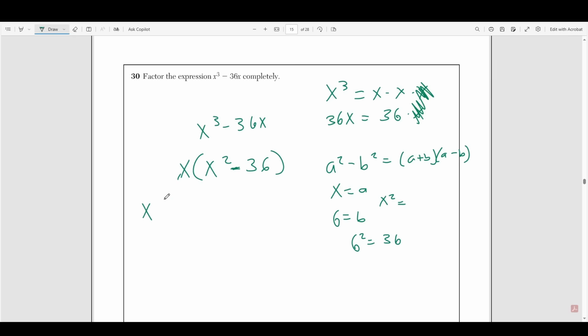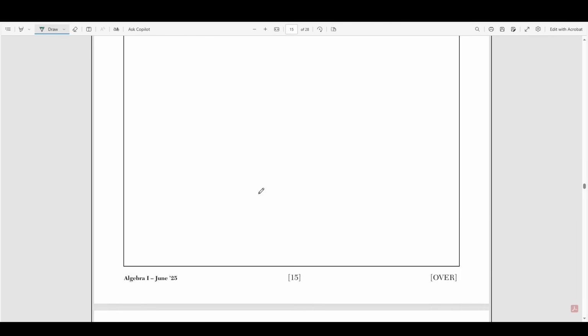So now we just write x times x plus 6 times x minus 6. And now this is fully factored. So guaranteed on your Regents they'll ask you about a squared minus b squared. Please, please, please remember this, right? Don't leave two perfect squares that are being subtracted from one another alone. Split them up into those two parentheses, okay?